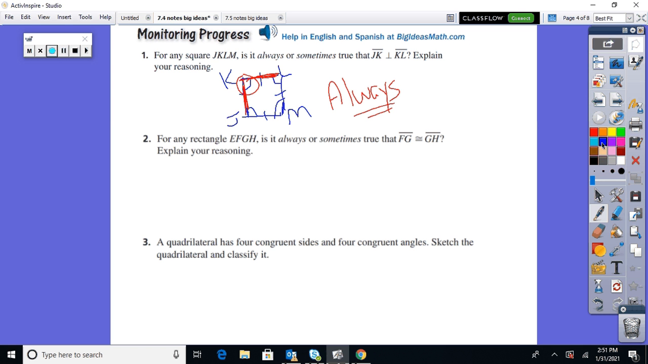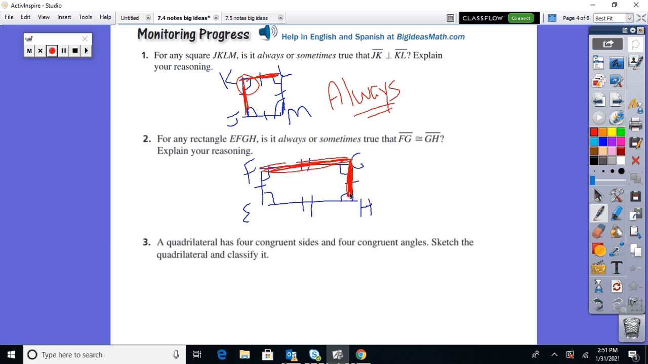For any rectangle, let's draw a rectangle, EFGH. So what does a rectangle mean? You know you've got the right angles happening. And of course it's a parallelogram, so you have the opposite sides congruent. It wants to know, is it always or sometimes true that FG is congruent to GH? All right, well, think about this.